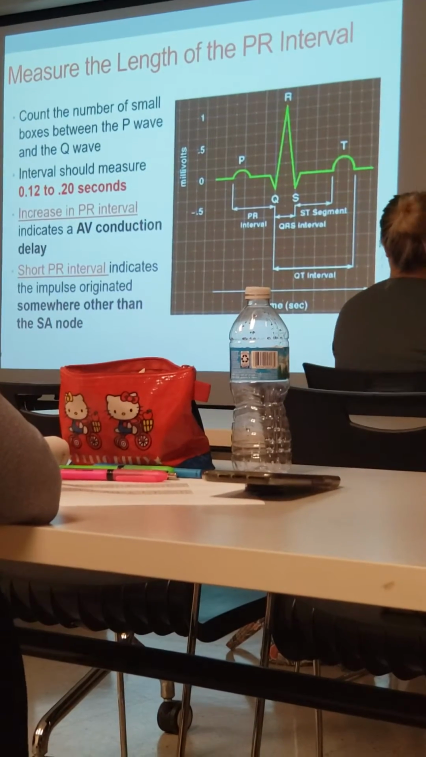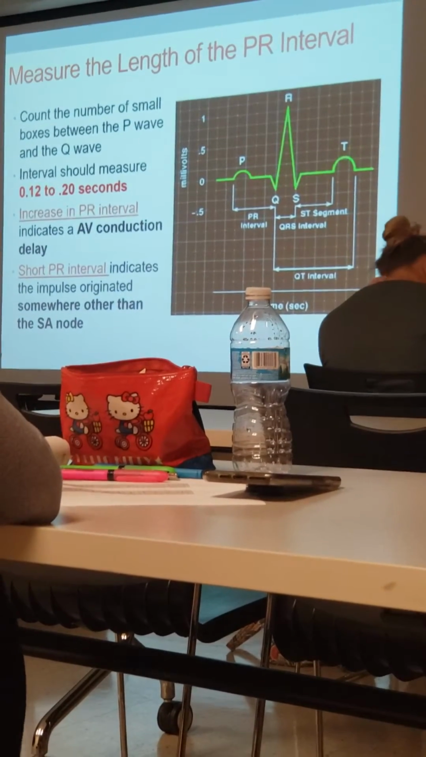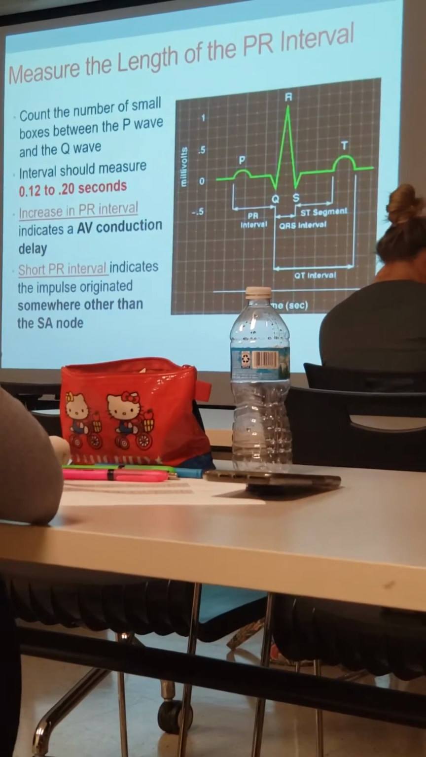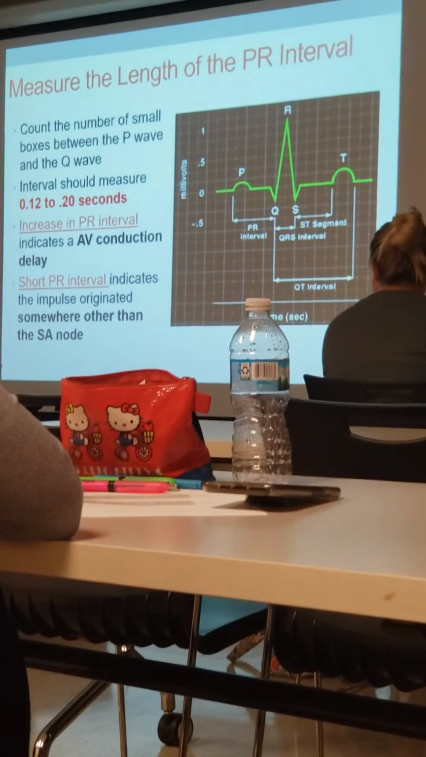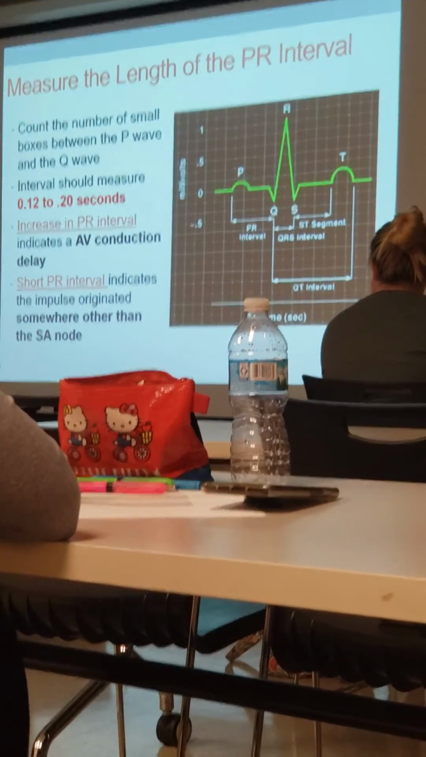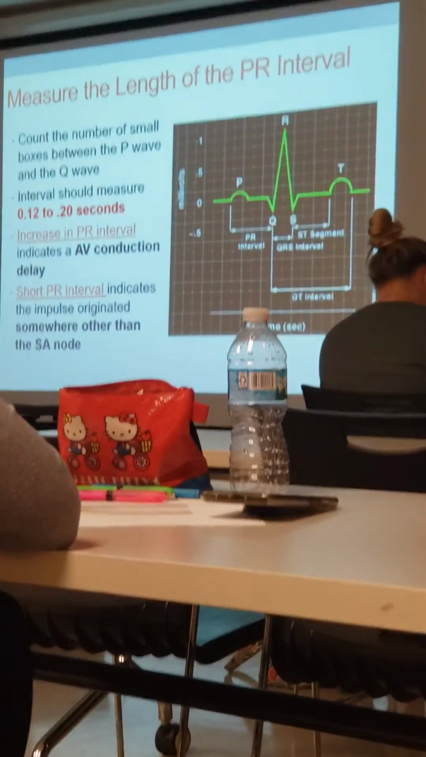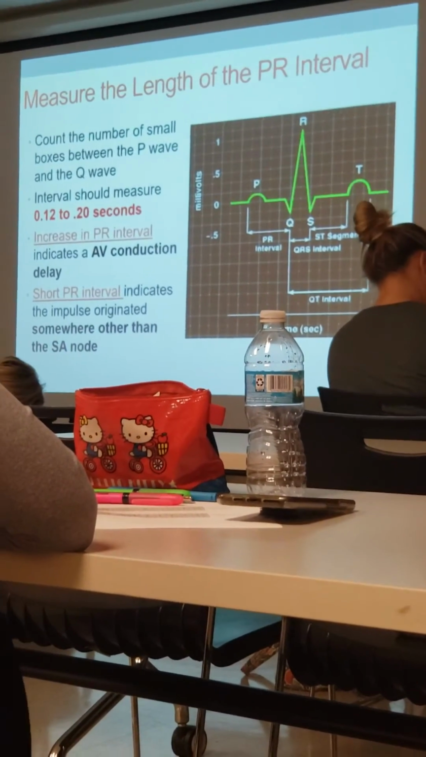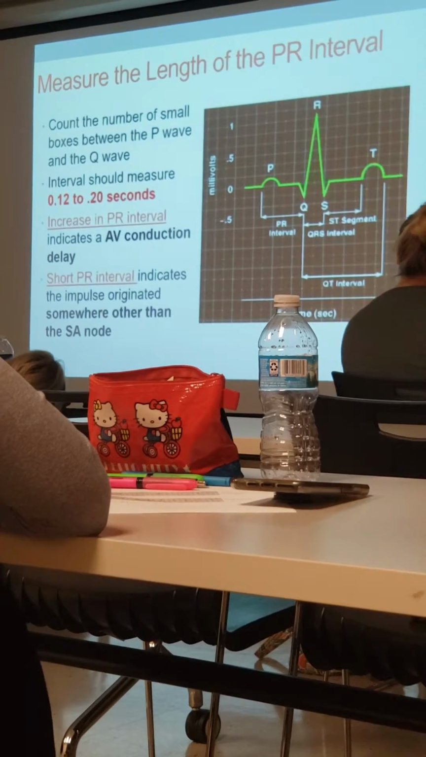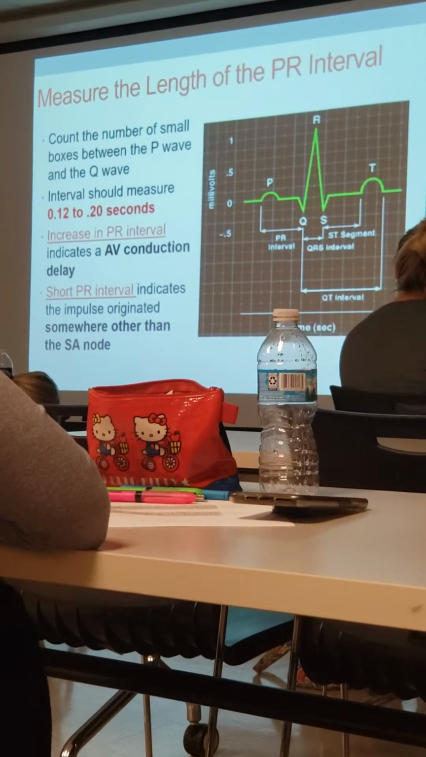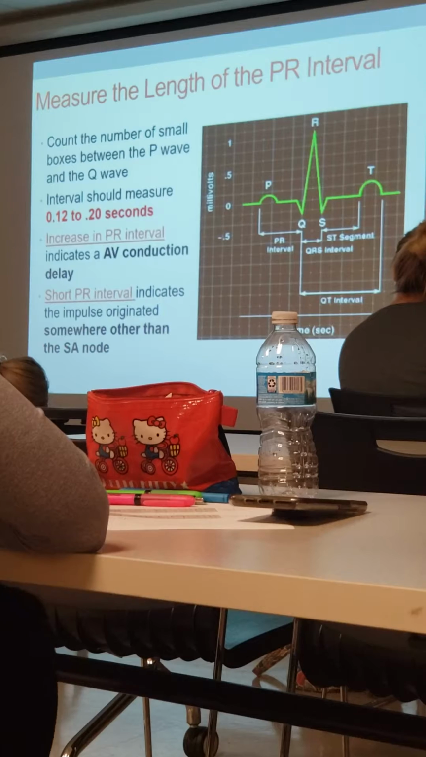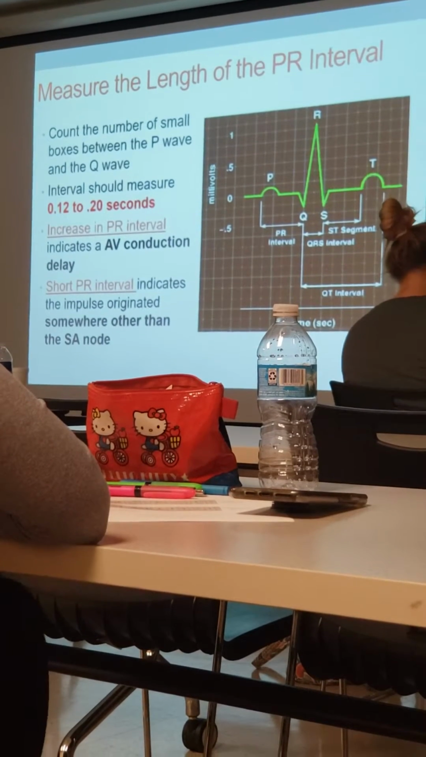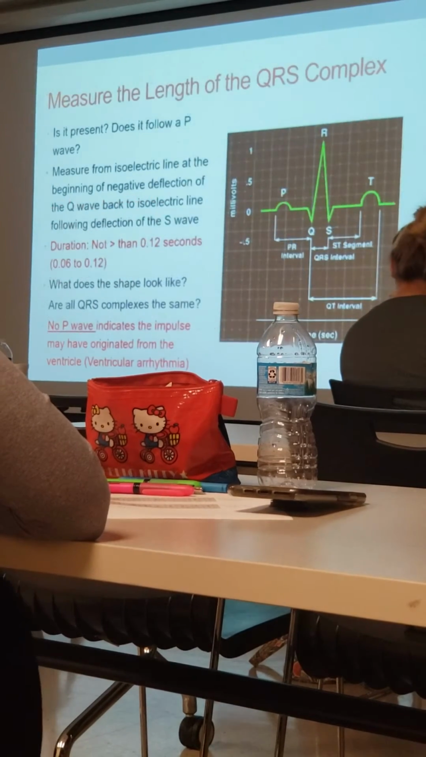Measuring the length of the PR interval, that's the time it takes for the impulse to get from the SA node to the AV node. Again, 0.12 to 0.20 being the normal range. Anything greater than 0.20 is first degree heart block. And that's a conduction delay between the SA node and the AV node. If my PR interval is too short, this is saying that it originated from somewhere else other than the SA node. So again, we need to know the full length. Is it too short? Is it too big?